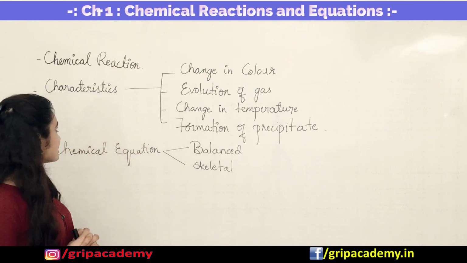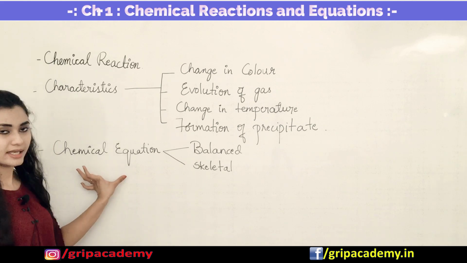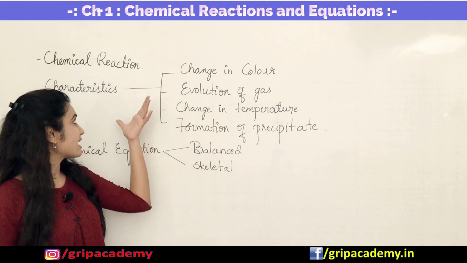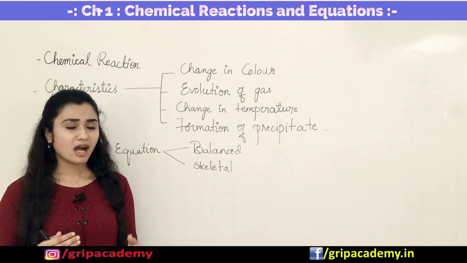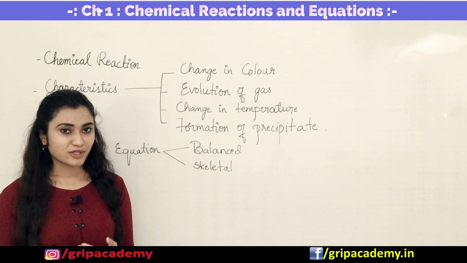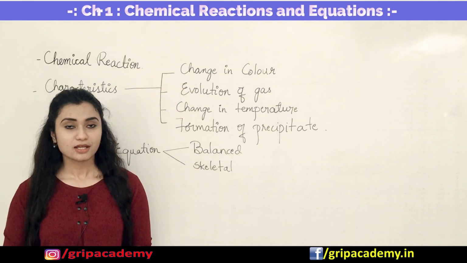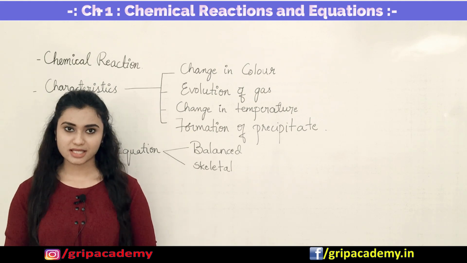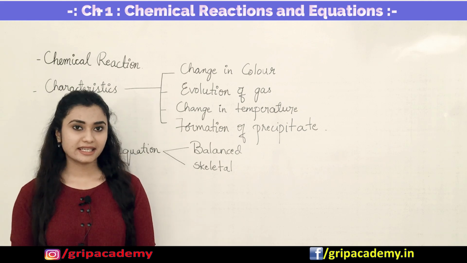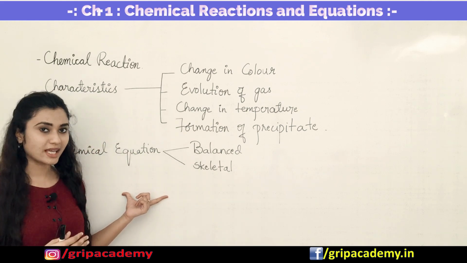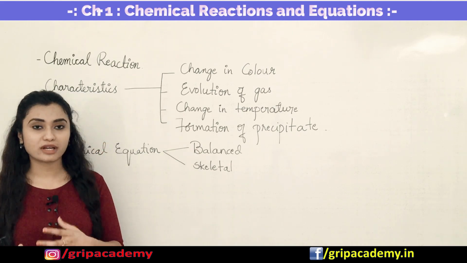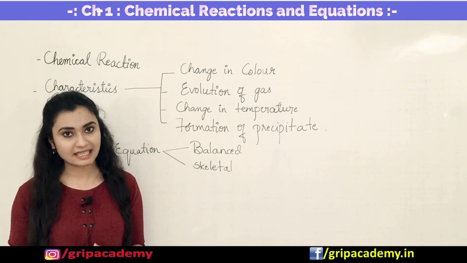So now let us study about a chemical equation. So far you got to know what a chemical reaction is and its characteristics, right? Now how are you going to represent this chemical reaction? For that, we have something called a chemical equation. A chemical equation is a symbolic representation of a chemical reaction in the form of symbols and formulas, where you write the reactant entities on your left hand side and the product entities on your right hand side. I'll explain in brief what exactly products and reactants mean.